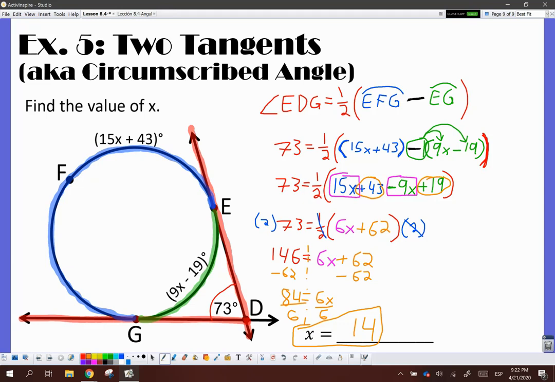Yeah, it's a lot of work, but it's not anything that you don't already know how to do. You know how to distribute. You know how to combine like terms because we've done that before in the last assignment. You know how to solve equations. We've had practice with that. So the most confusing thing about this is setting it up. But once you have it set up, follow what I did and you'll get your answer.